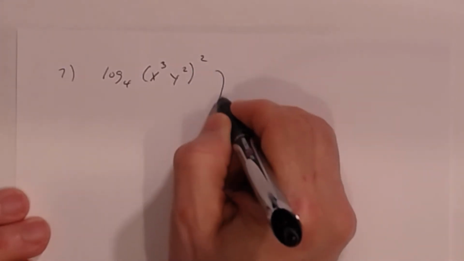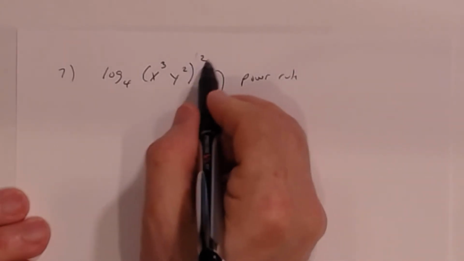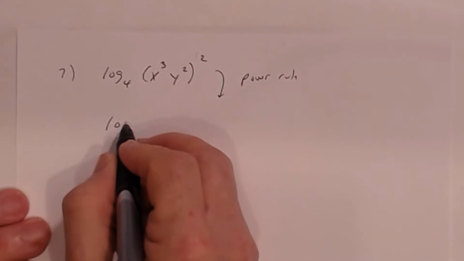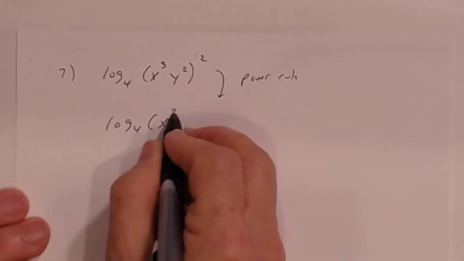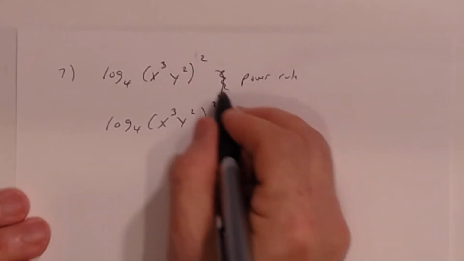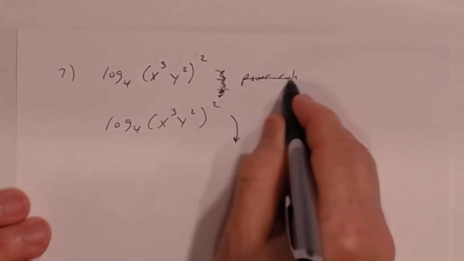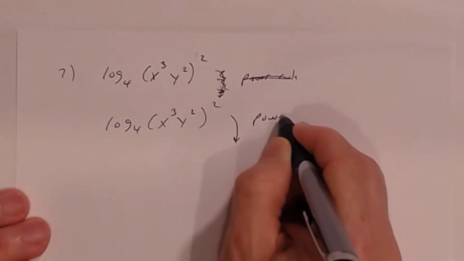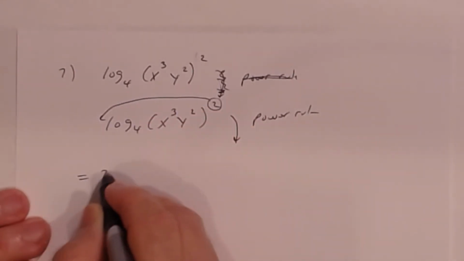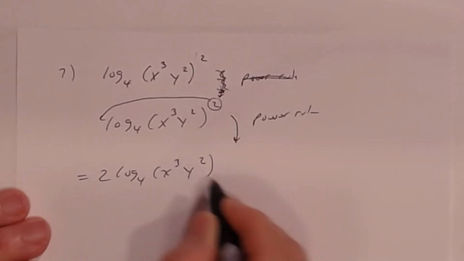So to go from here to here, I'm going to use the power rule first. And for the power rule, I'm going to use the 2. So you take this 2, and we rewrite this over. So you have the log base 4 of x cubed y squared raised to the second power. To go from here to here, I'm using the power rule. So I'm going to take this 2 and pull it out in front. So it becomes 2 log base 4 of x cubed y squared.